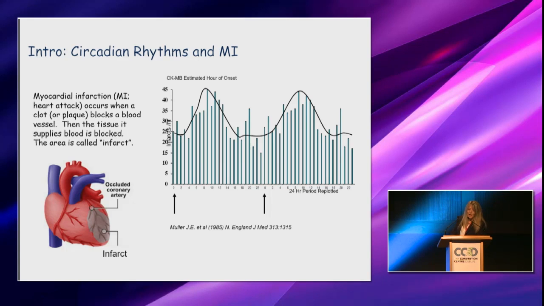So myocardial infarction, or MI, occurs when you've got a plaque or a clot blocking a small blood vessel, like here, occluding the coronary artery, producing an area of infarct where the heart is damaged. And Mueller's classic 1985 New England Journal of Medicine paper shows the timing of onset of this. So on the y-axis, they have infarcts per hour, which is essentially people coming into the emergency wards with a heart attack. And the x-axis is time of day, 24 hours, just replotted to emphasize this circadian rhythm, showing you that heart attacks are most likely to occur between about 6 a.m. and noon compared to any other time of day or night.